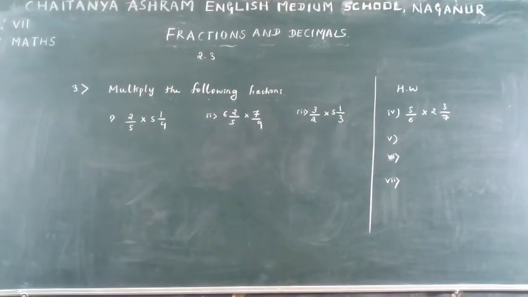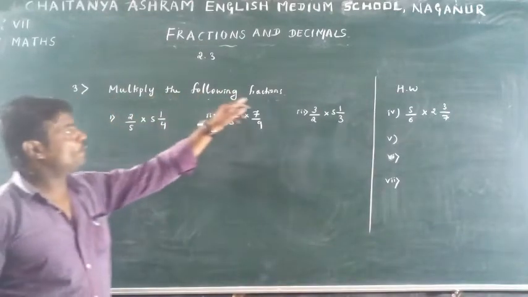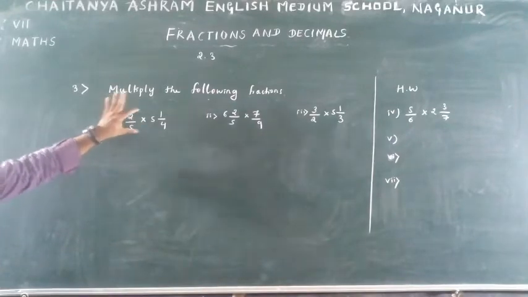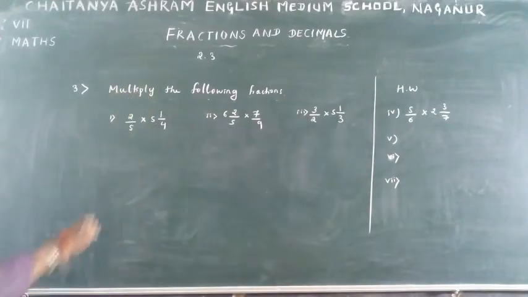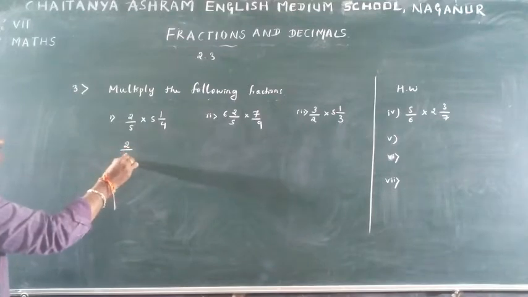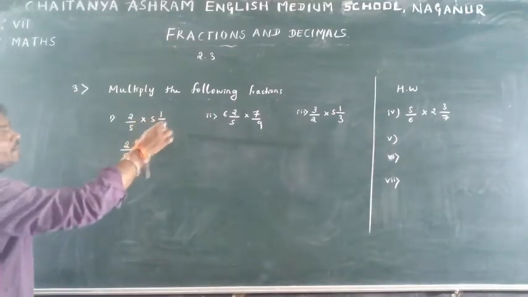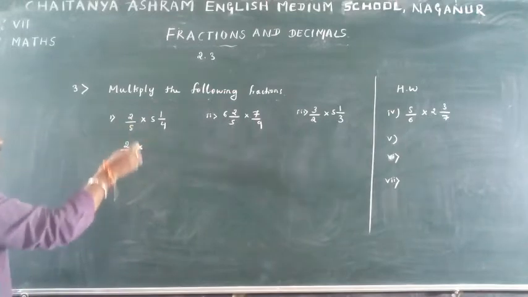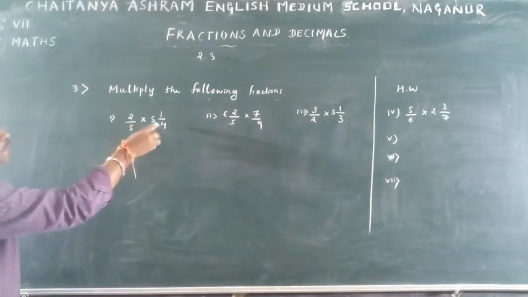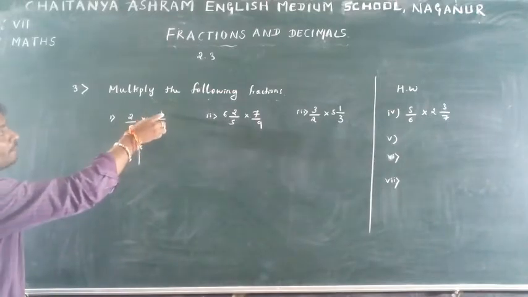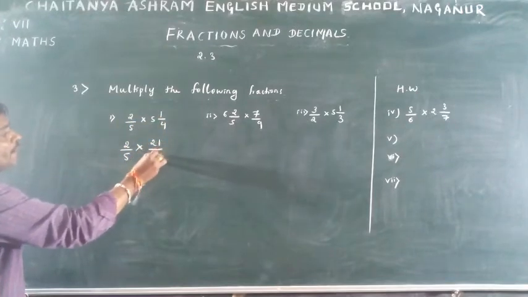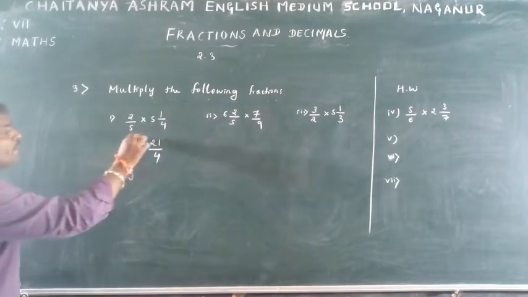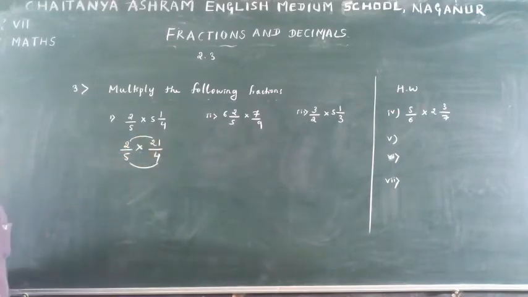Okay, dear children, see third one. Multiply the following fractions. Multiplication of a fraction by a mixed fraction. So write this fraction as it is. Convert this into an improper fraction. Put that multiplication sign as it is. 4 5s are 20, 20 plus 1, 21 by 4. Multiply numerator to numerator and denominator to denominator.